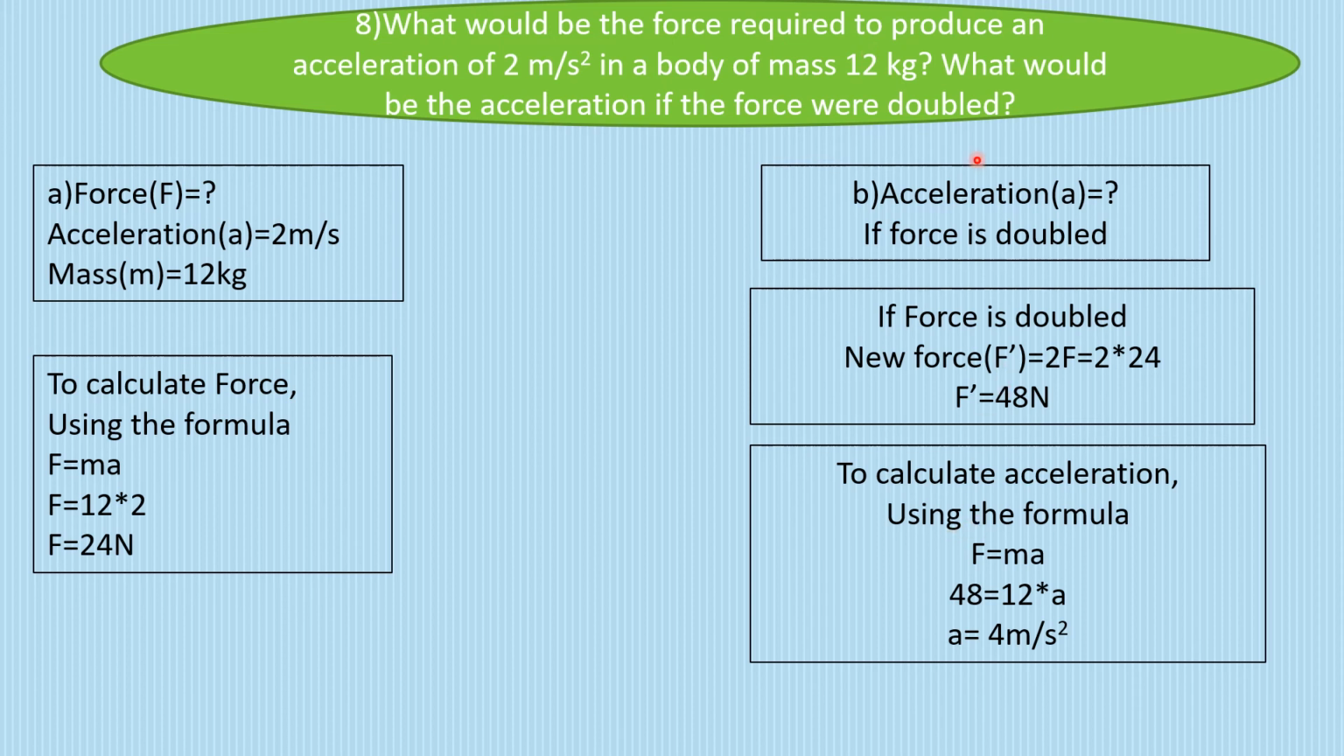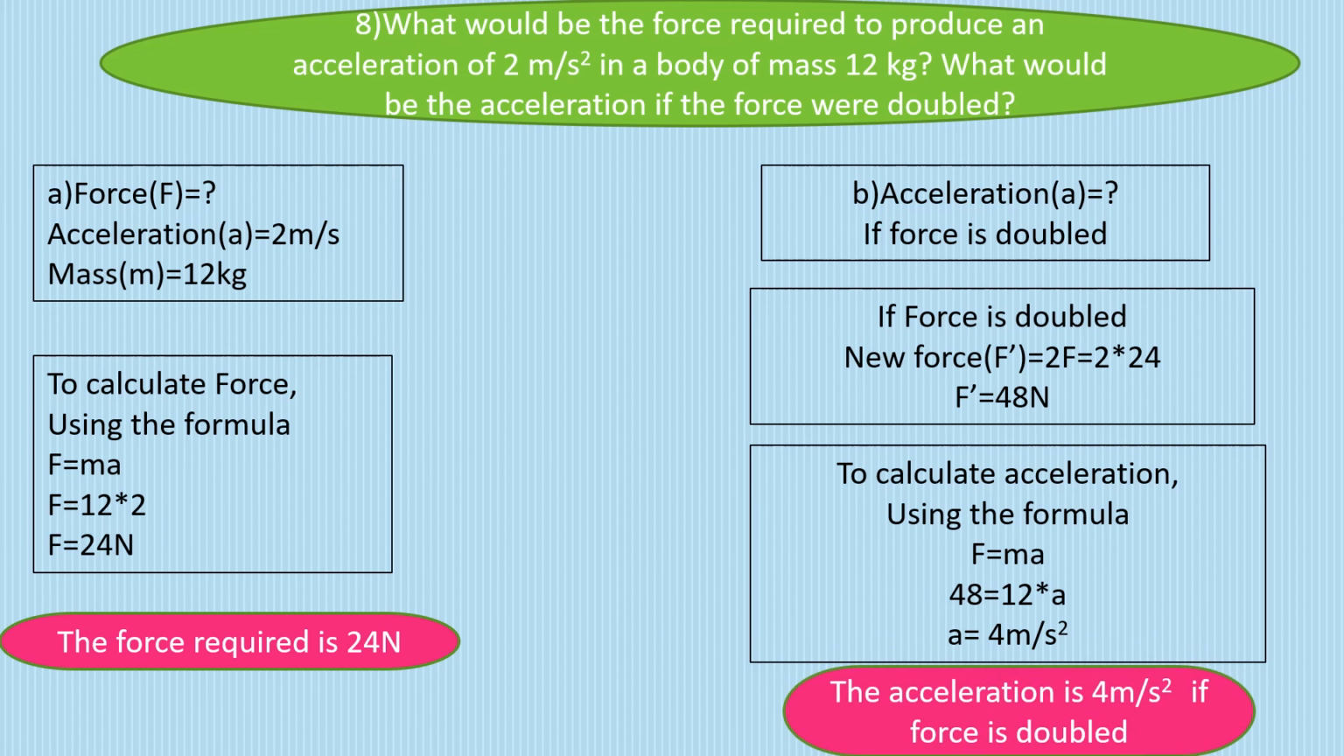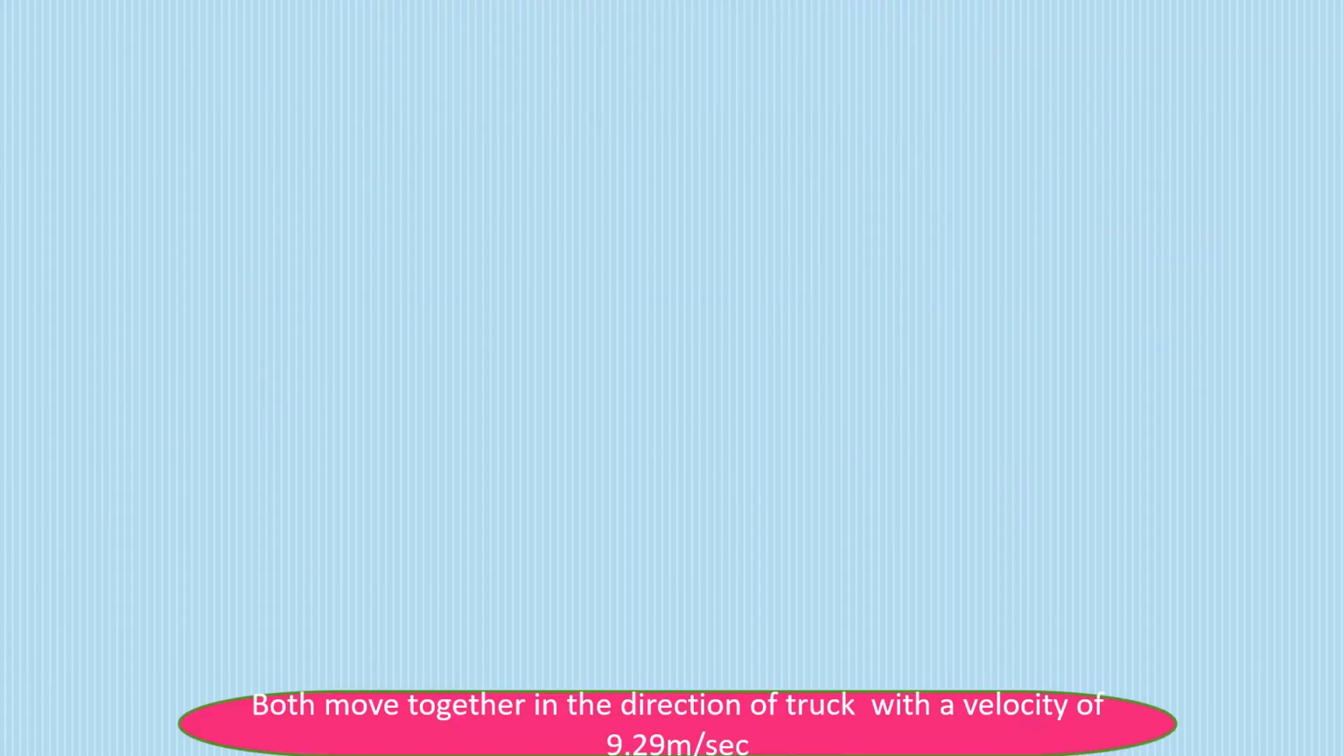So we have force, we have mass which is 12. So again we'll apply the same formula, F is equals to ma. Substitute the value, acceleration 4 meter per second square आ गया. Right? So the force required is 24 Newton, and if the force is double, acceleration is 4 meter per second square.